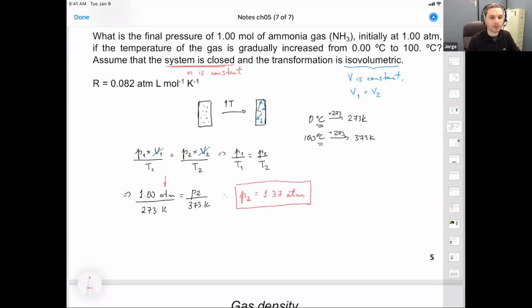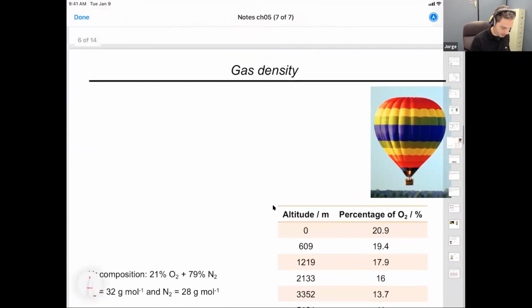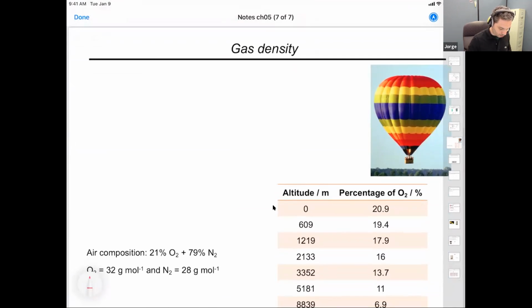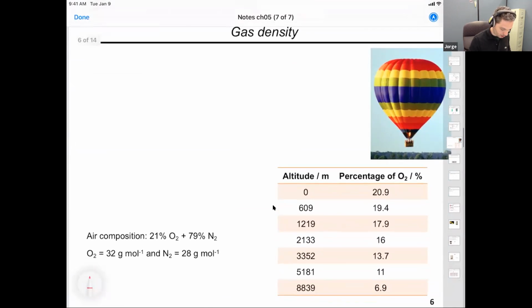Okay, so let me see here. All right, we are ready to move on to the next topic. So let's talk really quick about gas density, then we can move on.